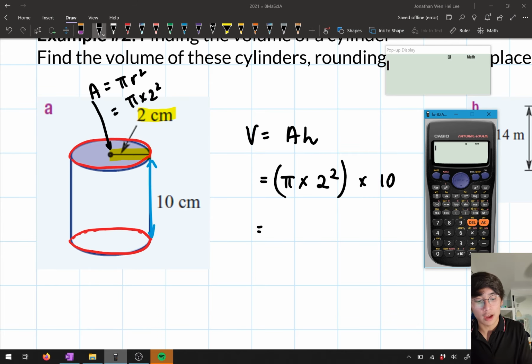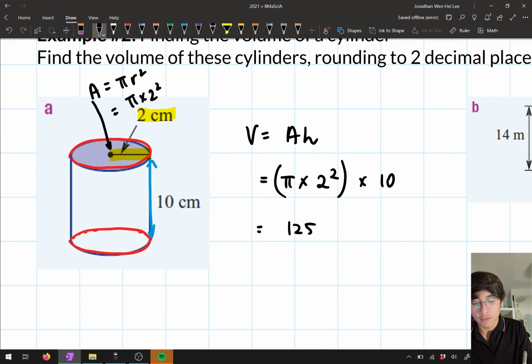And so we can chuck this in our calculator. I'm going to go pi times 2 to the power 2, so 2 squared, times 10. That will give me 125.663. I wanted 2 decimal places, so that's going to be 125.66. And what units is it in?